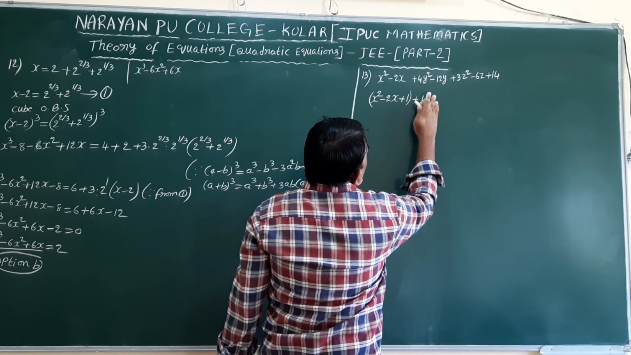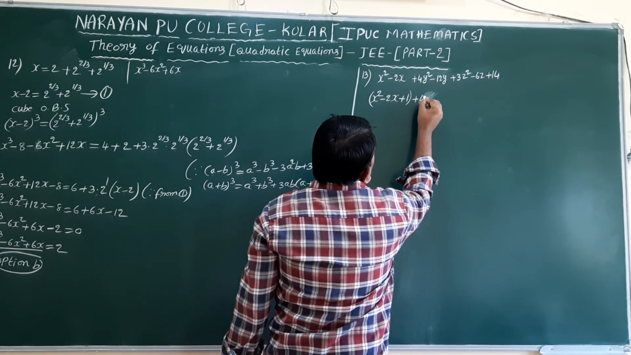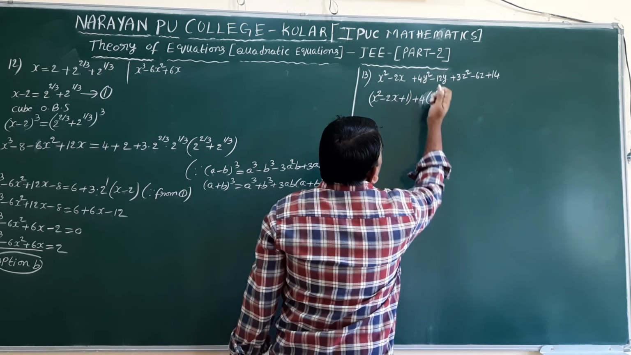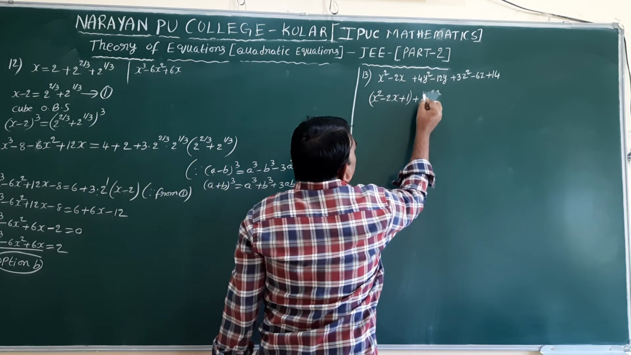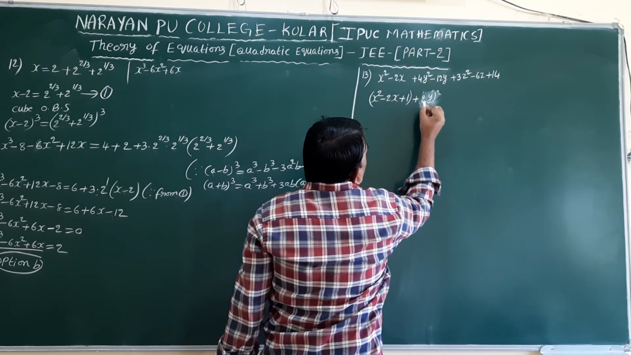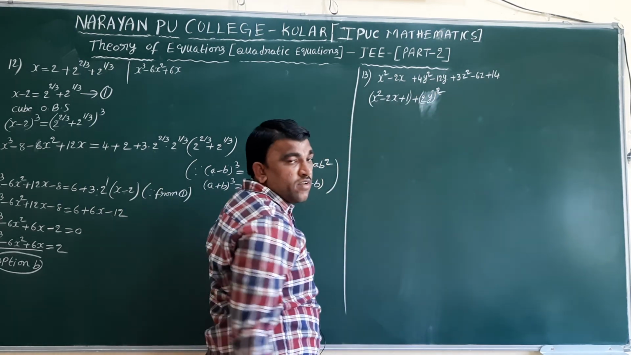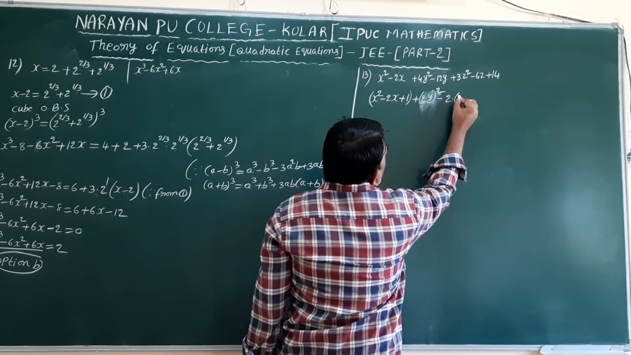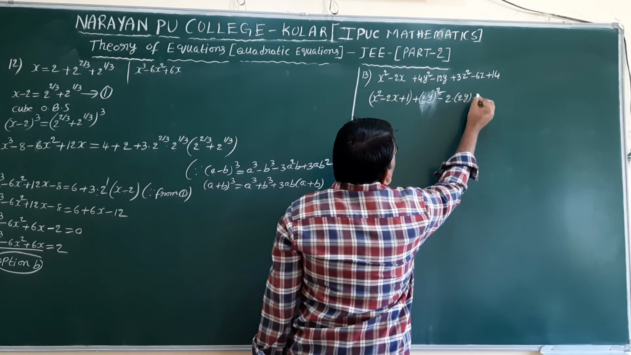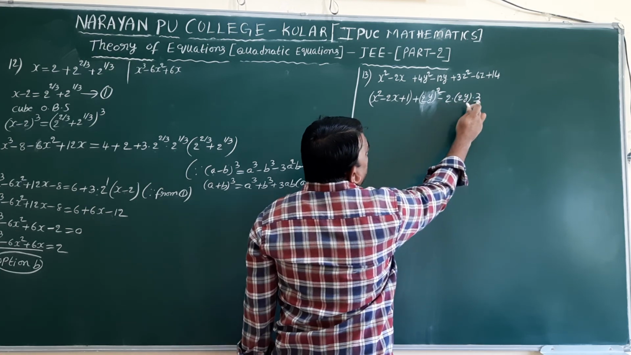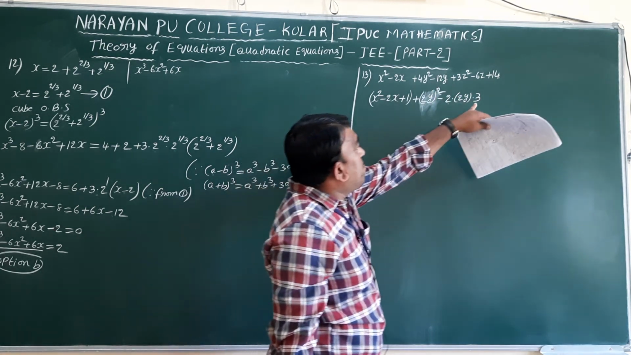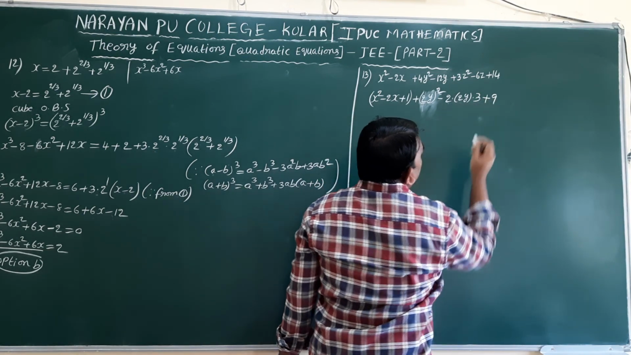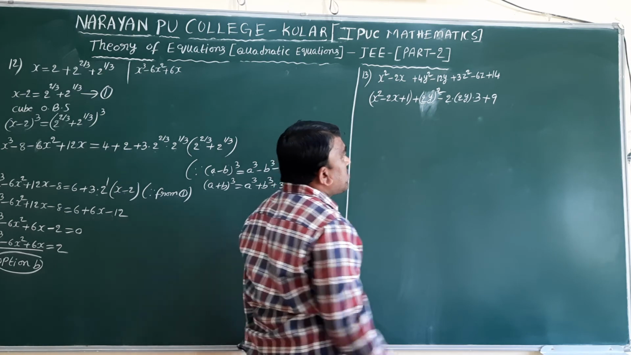Plus 4y square. If you take 4 common, y square, so better keep 4 like that only. We can write 2y whole square, a square, minus 2ab form: 2 twos are 4, 4 threes are 12y. Here b square is required, add the b square value, 3 square is 9. Minus 9 will be written on the right side.